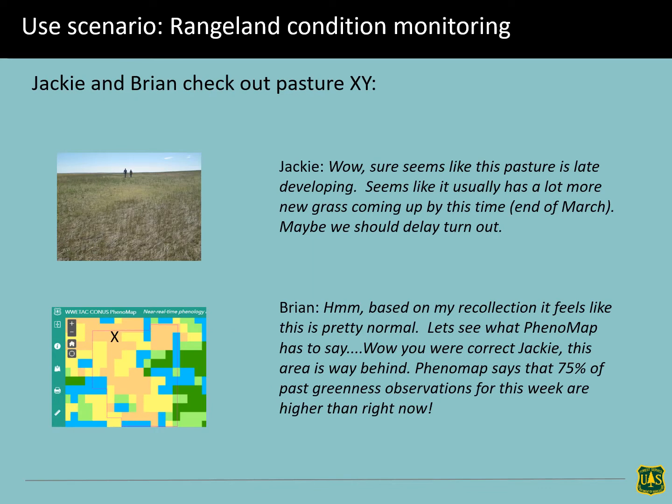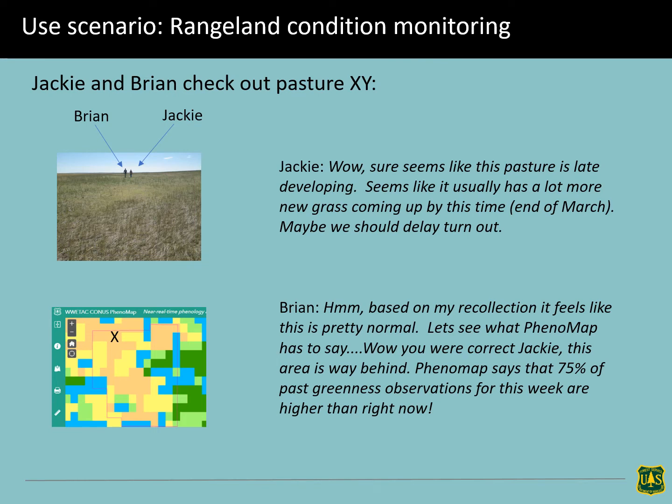To illustrate how PhenoMap can be interpreted in a real world scenario, let's imagine Brian and Jackie are out checking out some pastures. In case you don't recognize them, Brian is on the left and Jackie is on the right. Jackie notices that it sure seems like this pasture is late in developing and that it typically has a lot more new grass coming up by this time. We'll hypothetically say it's the end of March.